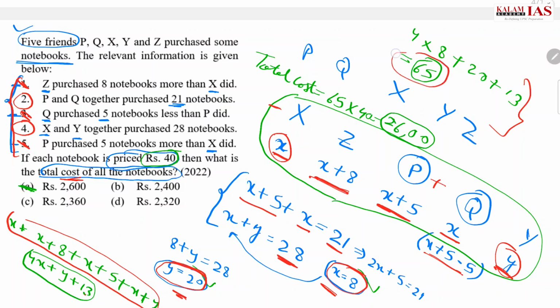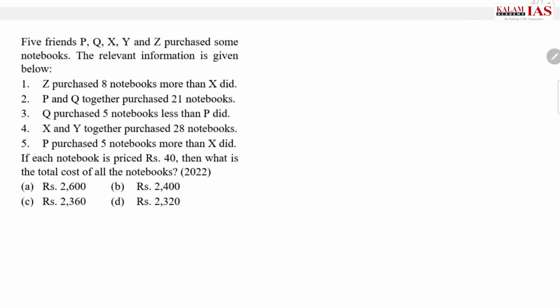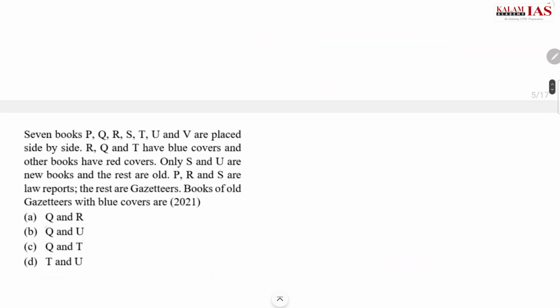to be 65. The total number of notebooks purchased is 65, and since each notebook costs rupees 40, the total cost will be 65 into 40, that is 2600, which is our final answer. I hope the question was clear. Next we'll move on to another question.